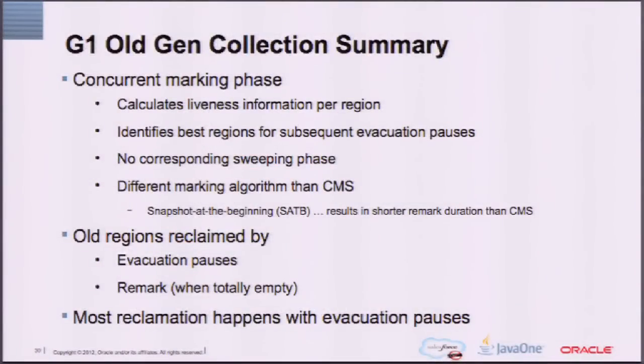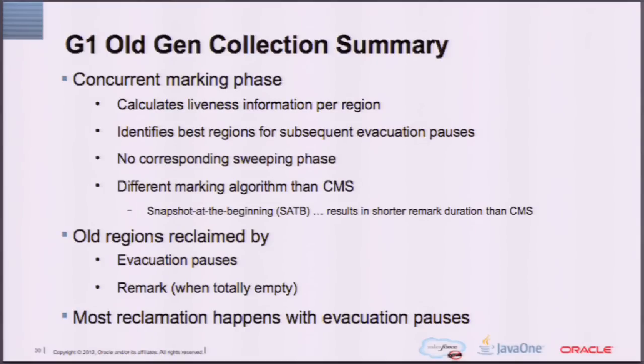So to summarize this, in G1, the concurrent marking phase gives us this accounting information. It gives us a sense of how much it's going to cost to collect those old generation regions. It identifies those best candidate regions to collect on the next minor GCs. There's no corresponding sweeping phase like we saw in CMS. And the remark algorithm that's used in G1 is different from what we saw in CMS.